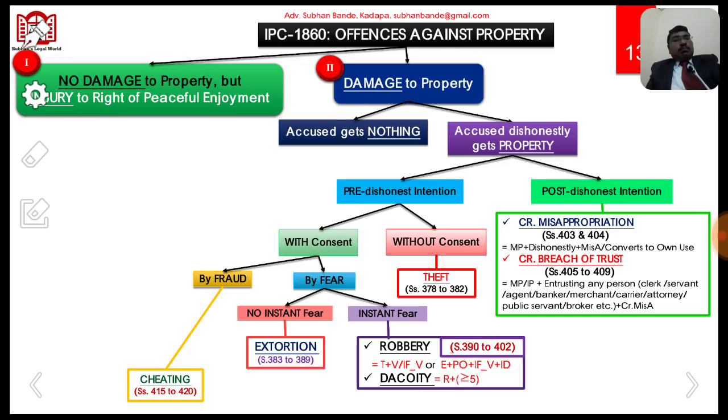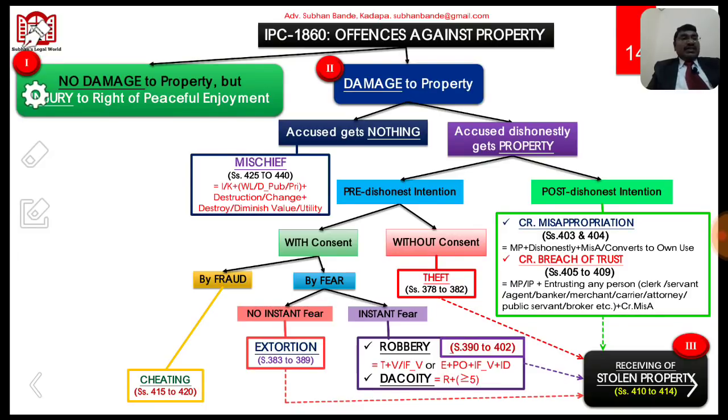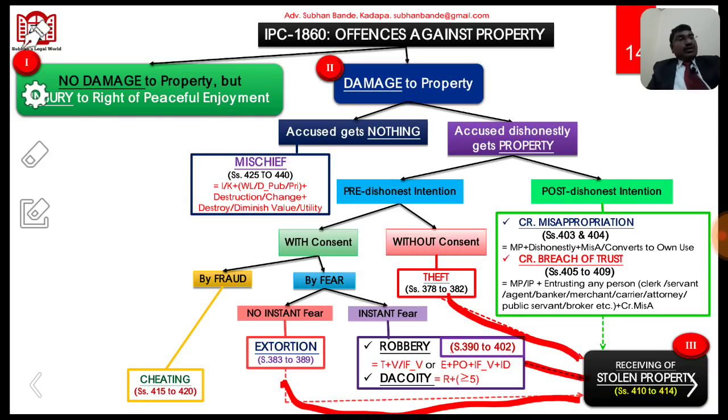Now, part 2 of offences against property is over. Friends, coming to the third one, receiving of stolen property. If the property received by a person is the result of extortion, robbery or dacoity, theft or criminal misappropriation or criminal breach of trust, it is said to be receiving of stolen property.